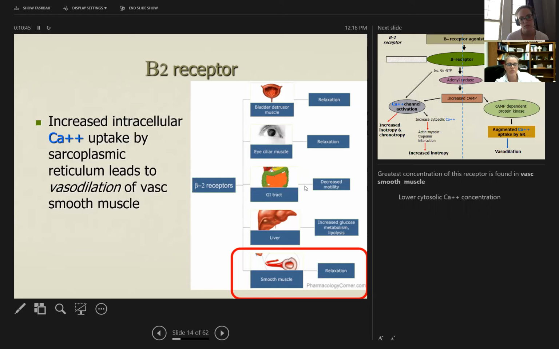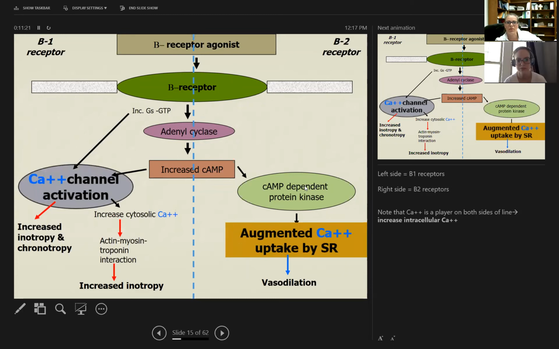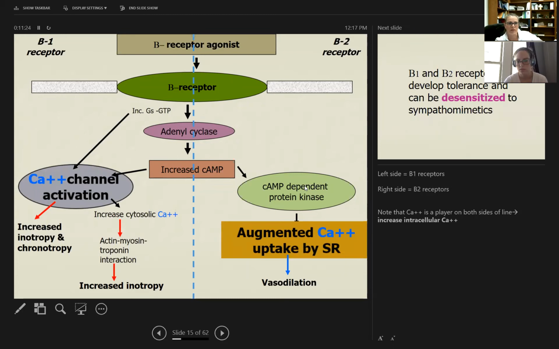So for those of you who think a little bit more in picture or flowchart form, on the left-hand side, you have your beta-1 receptors that, through activation of your calcium channels and an increase in cytosolic calcium, lead to both an increase in inotropy and chronotropy. Whereas on your beta-2 receptor side, you have more calcium taken out of the cytosol into the sarcoplasmic reticulum, resulting in vasodilation. Okay, so I'm going to remind you, calcium should be sort of a theme that you are picking up on now with all of this.